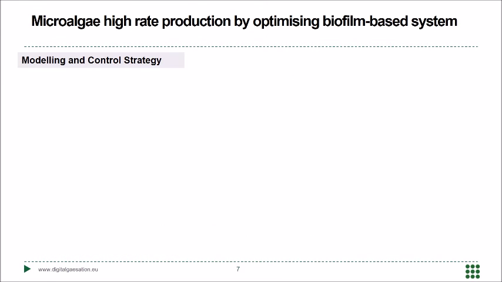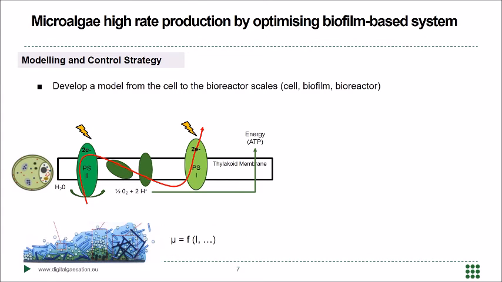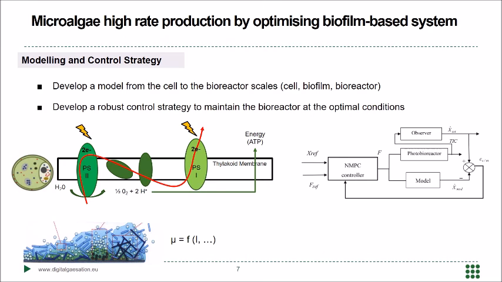Concerning modeling and control, in modeling we are going to develop a model from the cell scale to the bioreactor scale, and afterwards a control strategy to maintain the bioreactor at optimal conditions. Obviously, at the very end, what we want is to maximize productivity. So that's all, and thank you for your attention.